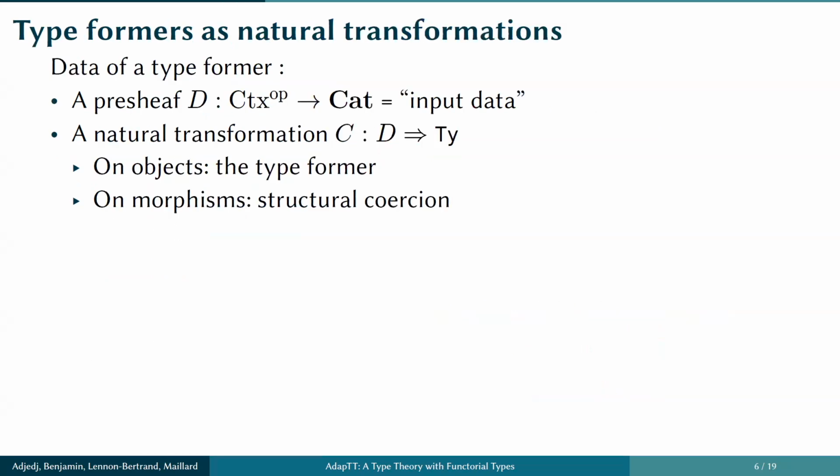If we want to look into the notion of typeformers, because again we want to talk about the functoriality of typeformers, the data of a typeformer can be given as one presheaf over Cat D, which will give us, in some sense, the input data of our typeformer, and then some natural transformation from D to Type, which on the objects will give us the instantiation of the typeformer. And then on the morphisms, the kind of structural coercion between two instances of a typeformer.